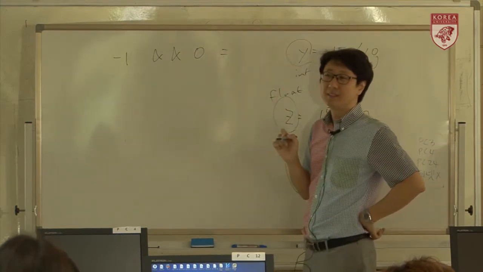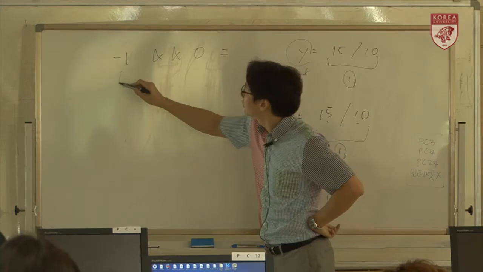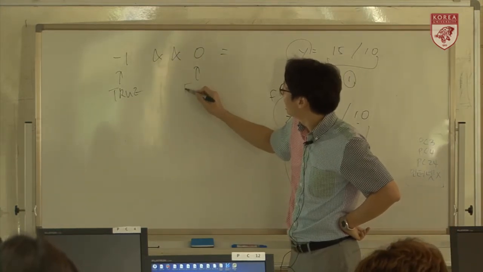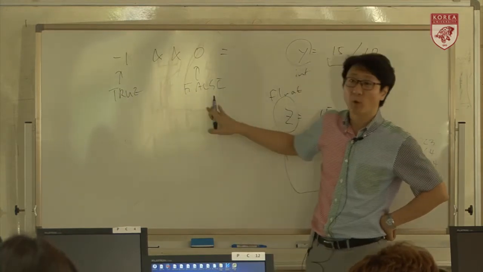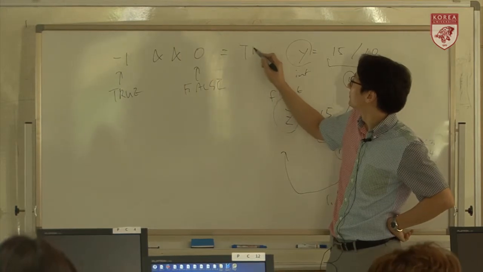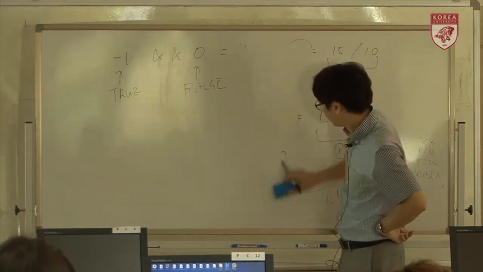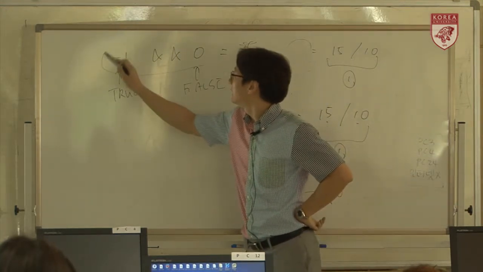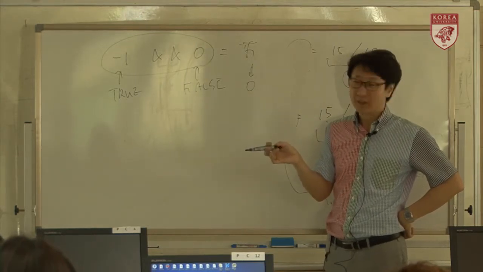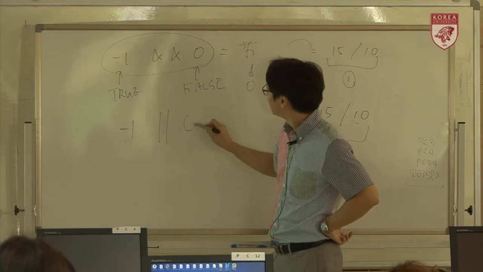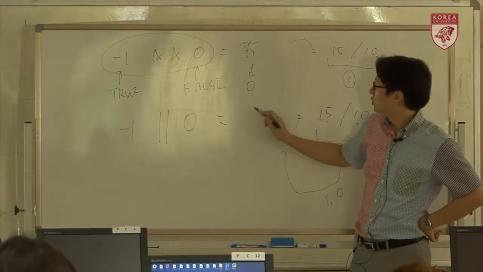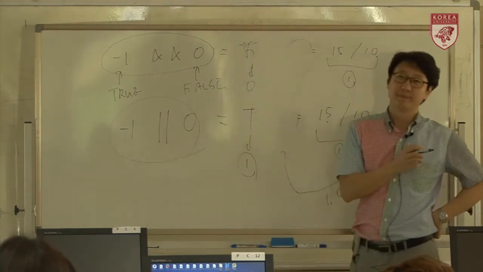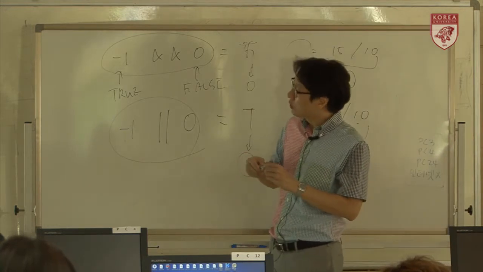This zero is representing false. This is the true and the false. So the final result is true? It's not true, it's false. So the false value is zero. So the value of this operation is zero for false. However, minus one or zero, true or false, so it should be true. And the true is what? So the value of this one is what? Okay? So you may not understand it yet.